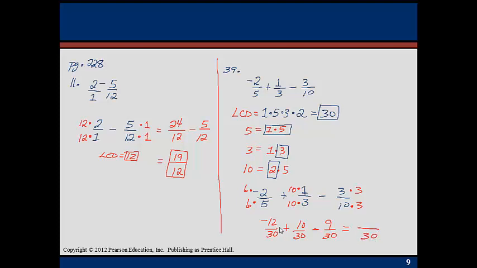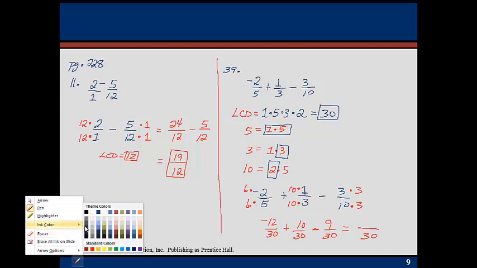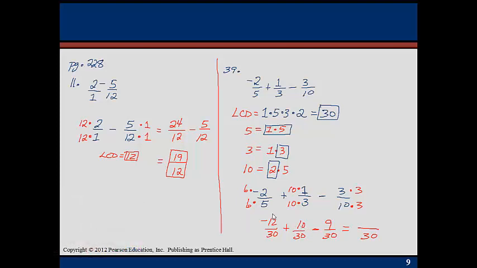And now negative 12 plus 10, we'll start there. Negative 12 plus 10. So that's going to become negative 2. So now we have negative 2 minus 9. Negative 2 minus 9 is the same as saying negative 2 plus negative 9, which is negative 11 over 30.